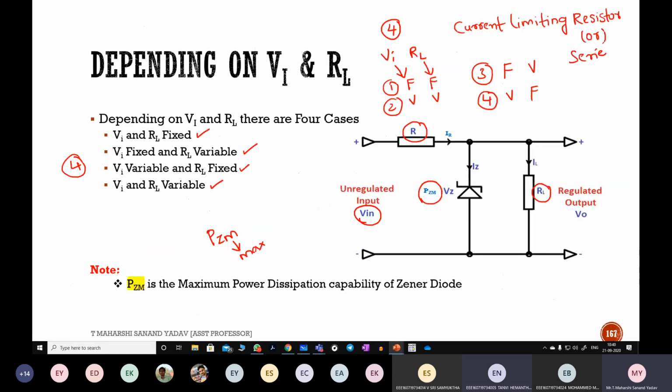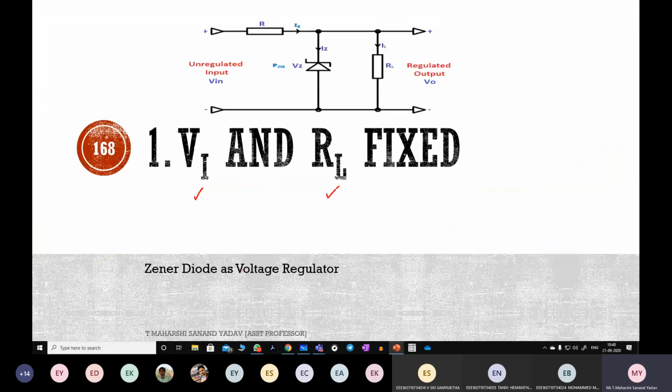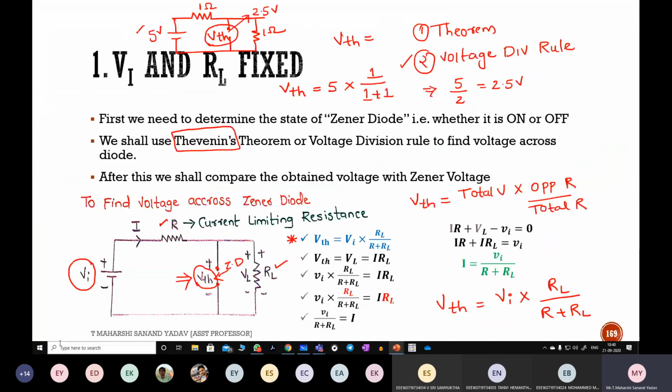That's why I've mentioned VTH here. The voltage across the diode, VTH, should be greater than the specified voltage VZ. VTH is the voltage across the diode, and VZ is mentioned directly in the data sheet. If VTH is greater than VZ, the diode will start working. I hope you are clear with this voltage division rule, or any doubts?